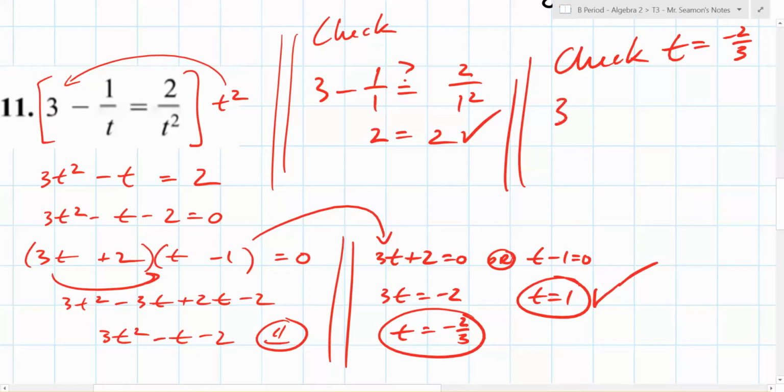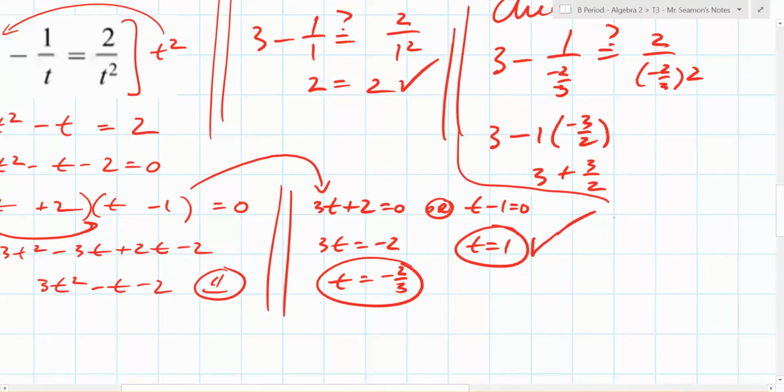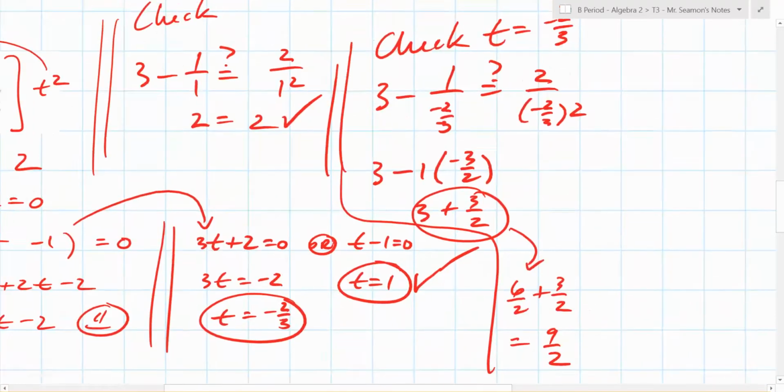So we have to check 3 minus 1 over negative 2/3. Does that equal 2 over negative 2/3 squared? When you divide by a fraction, that's the same thing as multiplying by the reciprocal, so this is 3 minus 1 times negative 3 over 2. So that's 3 plus what? 3 over 2. You need a common denominator here, so that's going to be 6 over 2 plus 3 over 2, which is equal to what? 9 over 2. Let's try the other side.